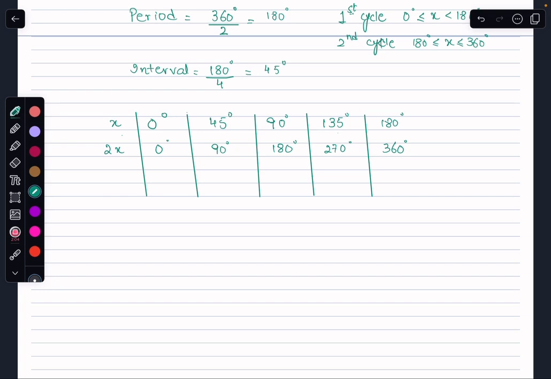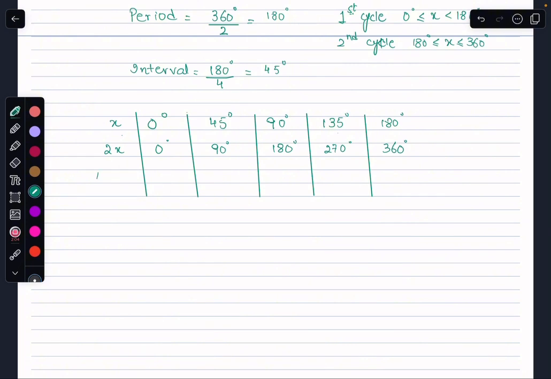So 2x then shall be equal to 2 times 0, a 0, 2 times 45, a 90, 2 times 90, a 180, 2 times 135, a 270, and 2 times 180 giving me 360 degrees. So with these interval angles, if I multiply them by 2, I am again going to have the axes values as 0, 90, 180, 270 and 360 degrees.